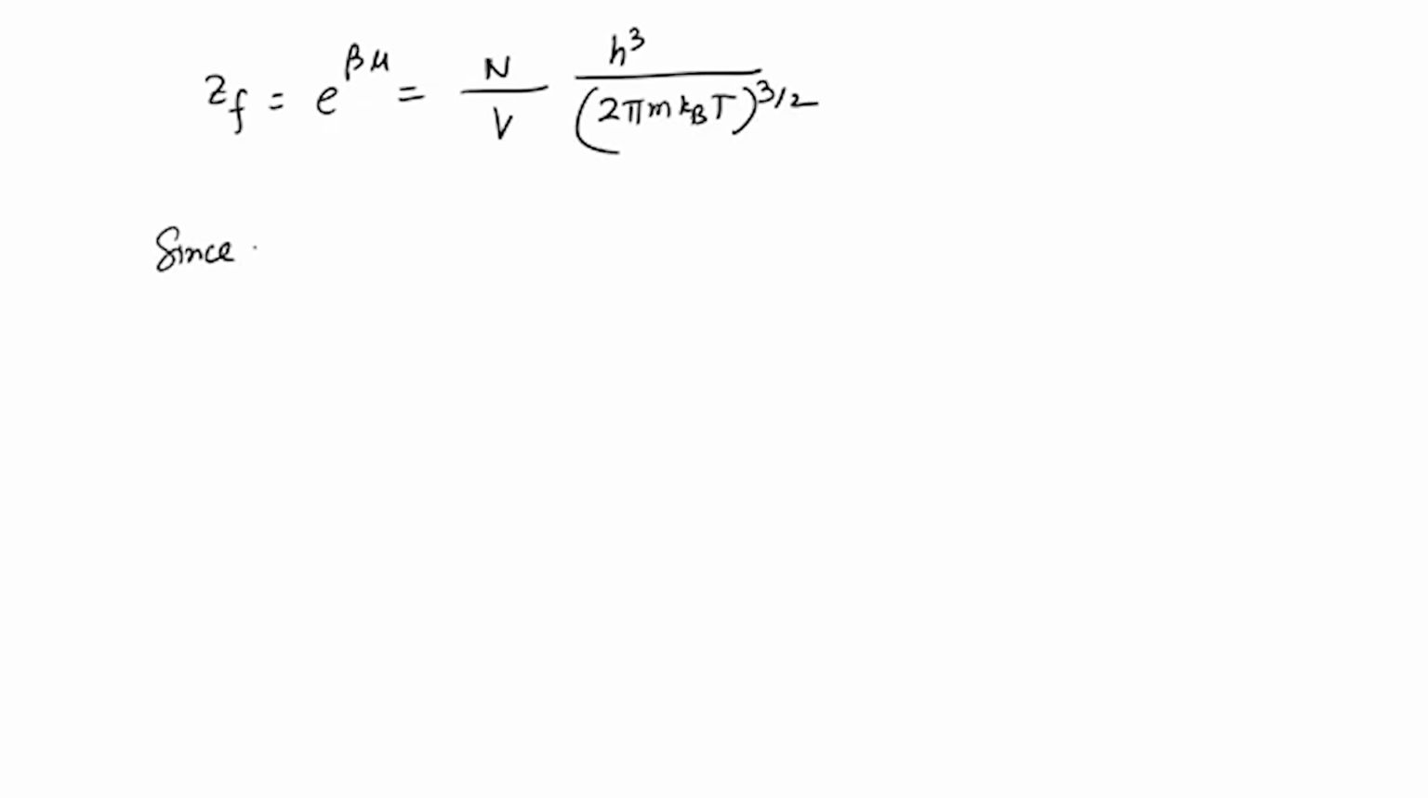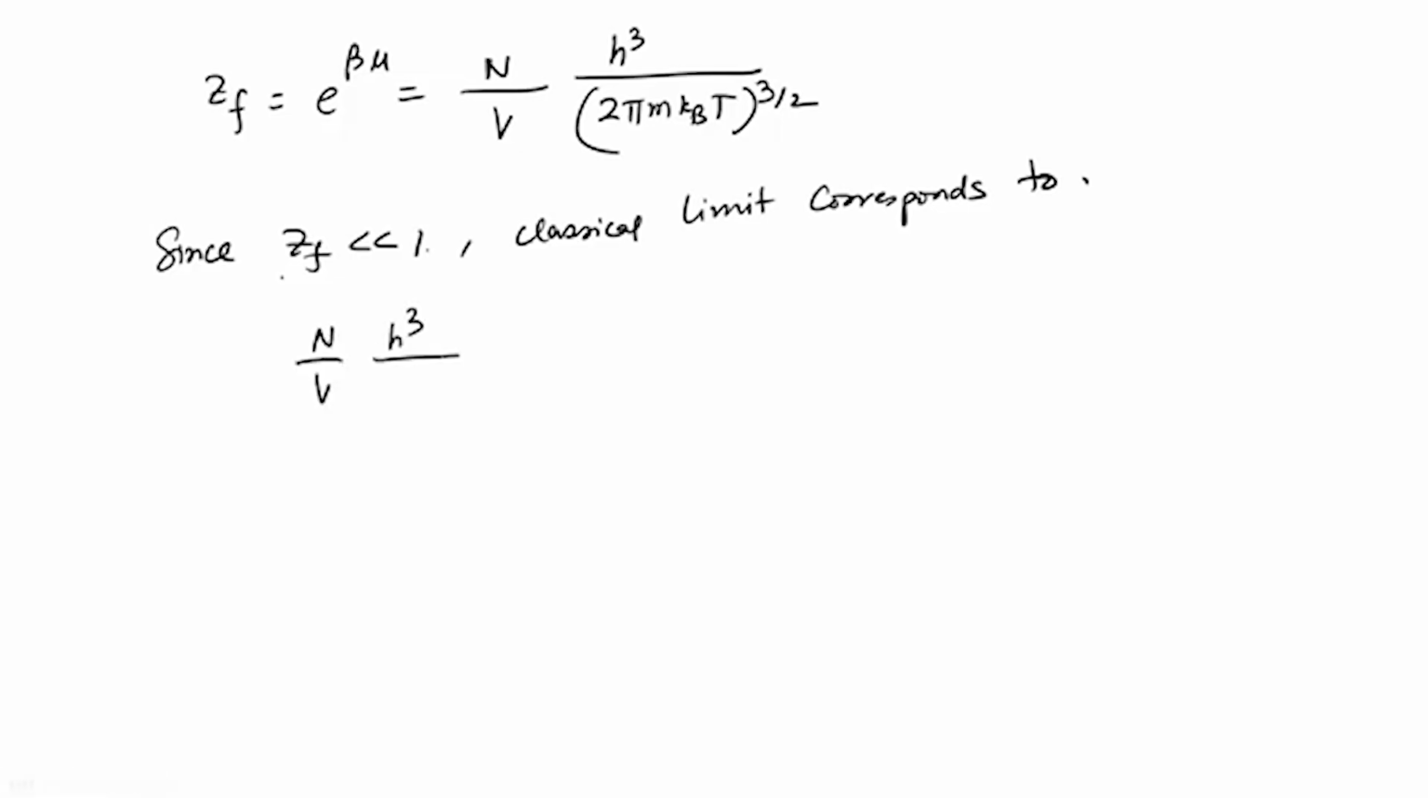Since zf is much smaller than 1, the classical limit would correspond to N over V, that is the right hand side, also being much less than 1, something that we have seen earlier.